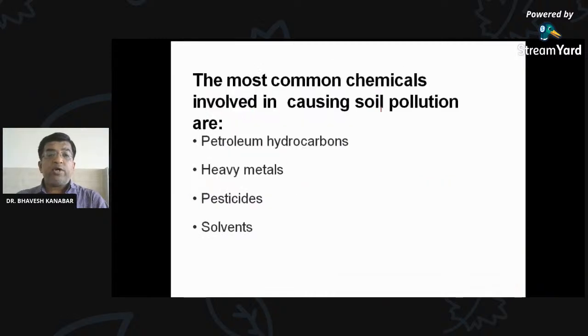Most common chemicals involved in causing pollution. Try to remember the names. Heavy metals, petroleum, pesticides used in agriculture, solvents. Petroleum hydrocarbon is derived from crude oil. It can be involved in the form of crude, or in the form of burnt petroleum also. Heavy metals like mercury, like lead. Pesticides used in agriculture and other solvents which are used in industries. So try to remember these names of the chemicals which cause soil pollution.